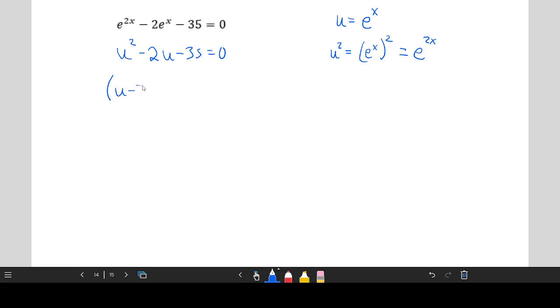So this is going to factor as u minus 7 times u plus 5. So we end up with u equals 7 and u equals negative 5. And then we just need to go back and solve for x. So u was equal to e to the x.